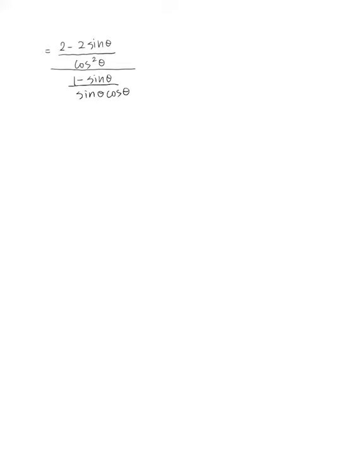Alright, so now let's apply this business. A over B over C over D. This is A over B times D over C. Okay, so this is going to be 2 minus 2 sine of theta over cosine squared of theta. And then here, multiplying here by sine of theta cosine of theta, whole thing over 1 minus sine of theta.